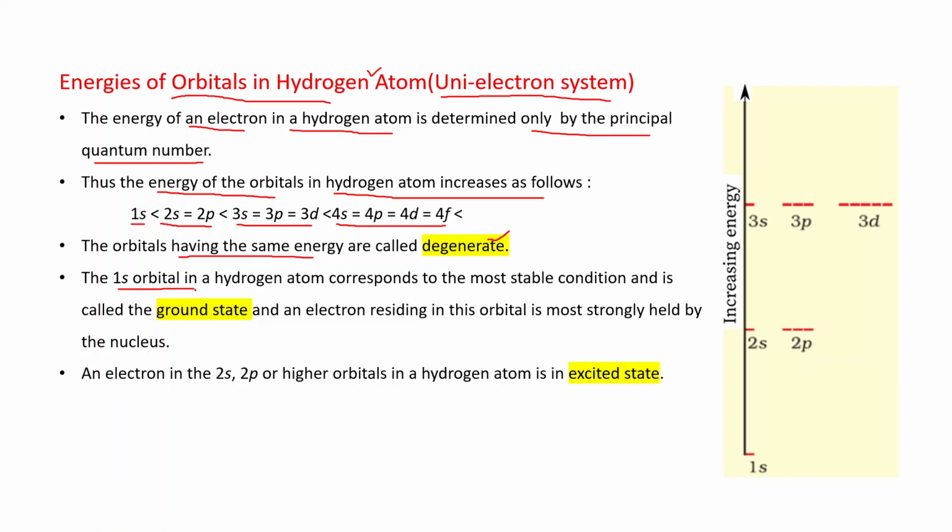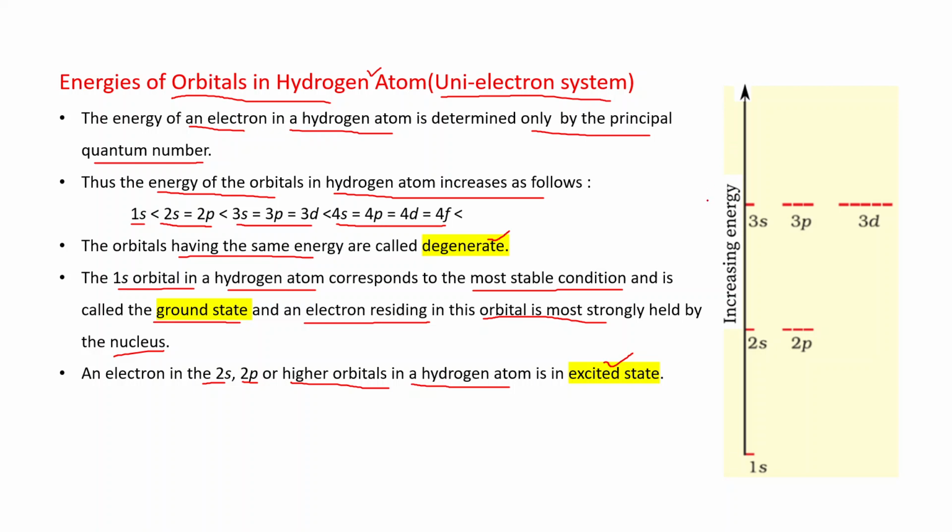The 1s orbital in hydrogen atom corresponds to the most stable condition and is called the ground state. An electron residing in this orbital is most strongly held by the nucleus. An electron in the 2s, 2p or higher orbitals in a hydrogen atom is in an excited state. And the energy of these orbitals can be represented like this.